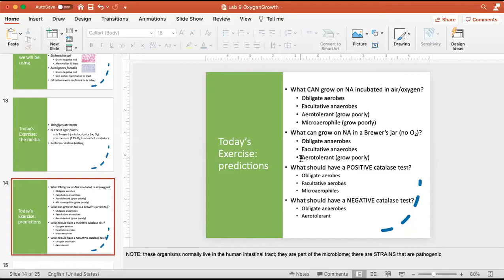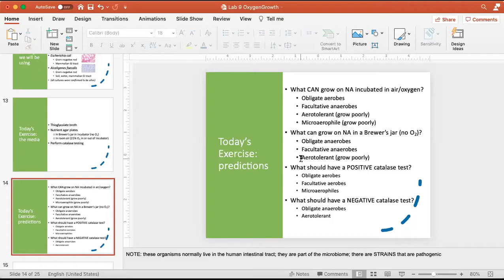Finally, aerotolerant organisms will grow in a brewer's jar. They're just not going to grow very well. They're going to grow poorly. Remember, they don't use oxygen to make ATP, but they grow best in a low oxygen environment.